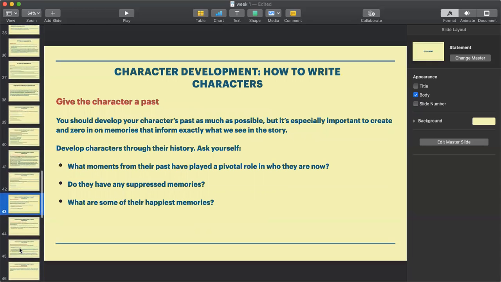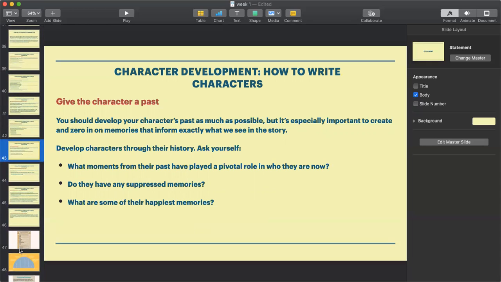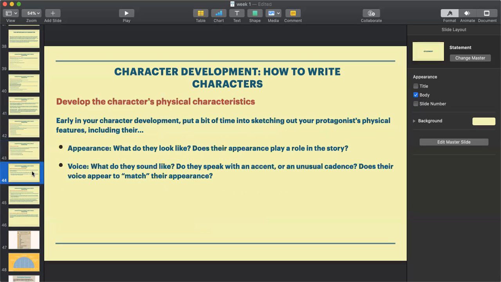A character should be given a past that will justify what they are doing in the future, right? Because if you are writing a character and the character has no past, or nothing in the past you have written, then it becomes a very floating character, right? It becomes an unreal character. Okay. Next is to develop the character's physical characteristics: how the character looks, what the voice of the character is, how the character talks, right? If there is an accent, all these things will make the character very, very real.